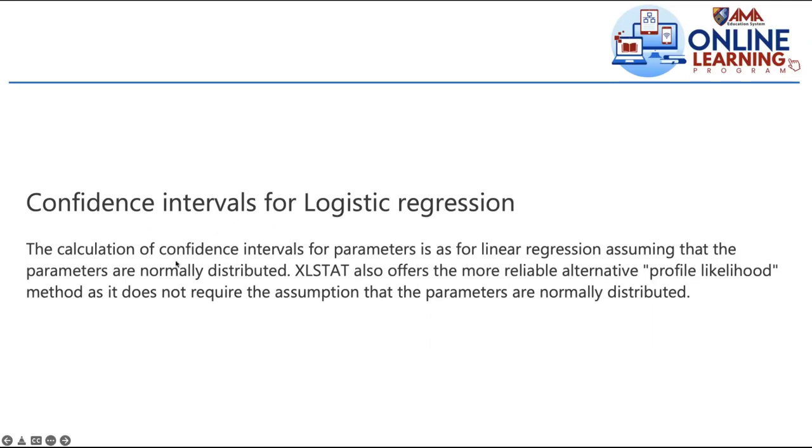But if we run our data on ExcelStat to come up with the linear regression model, then other results will be shown, like this confidence interval. Later, we'll see this also, because we will use ExcelStat then, in the confidence interval for logistic, not for linear. The basis here is the confidence interval based on the profile likelihood method.